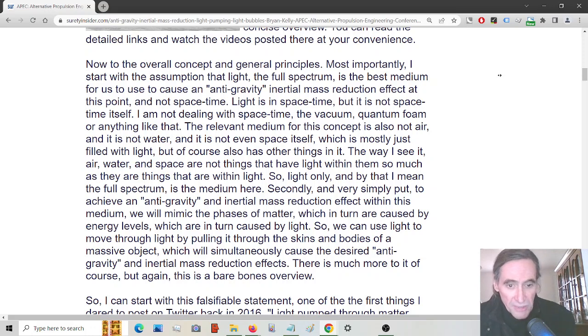Secondly, and very simply put, to achieve an anti-gravity and inertial mass reduction effect within this medium, we will mimic the phases of matter, which are in turn caused by energy levels, which are in turn caused by light. So we can use light to move through light by pulling it through the skins and bodies of a massive object, which will simultaneously cause the desired anti-gravity and inertial mass reduction effects. There's much more to it, of course, but again, this is a bare-bones overview.